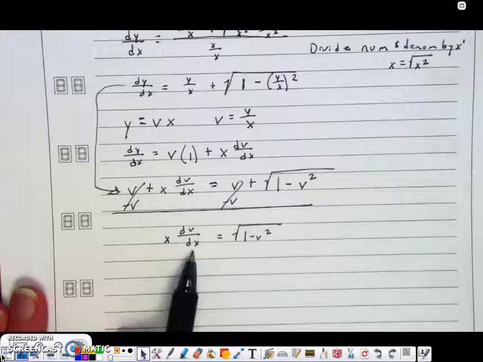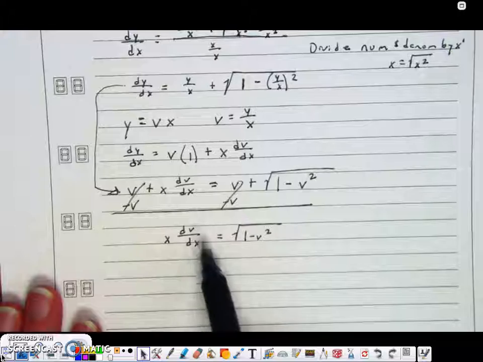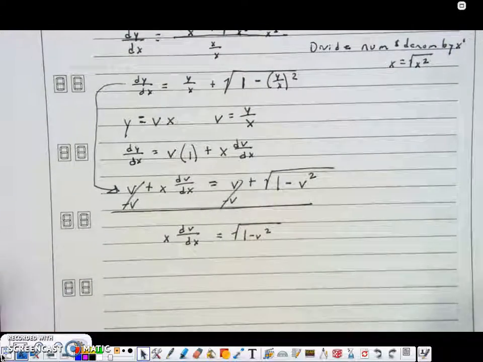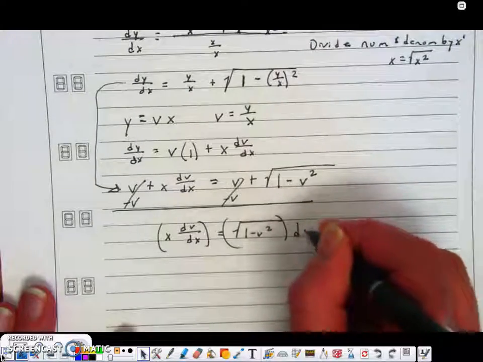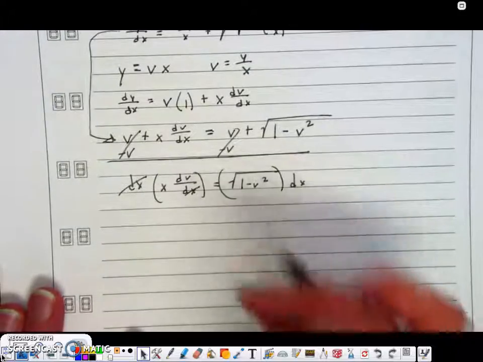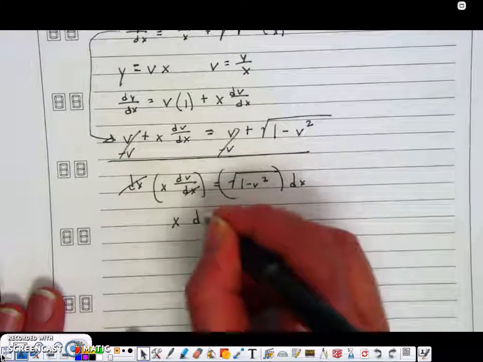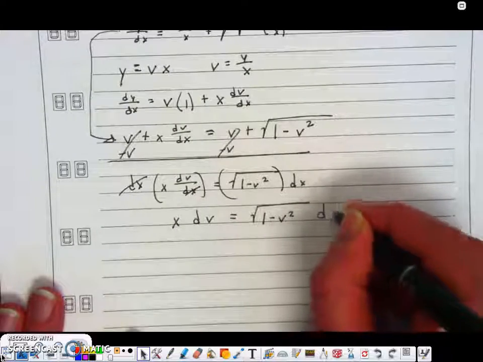Okay, on this, you're never going to have dx in the denominator when you're separating your terms, separation of variables. You're always going to have your dv and your dx. Neither one will be in the denominator. So I'm going to take a step just to multiply both sides by dx. Okay, and that's because I know that's not going to end up in the denominator. So x dv equals the square root of 1 minus v squared dx.